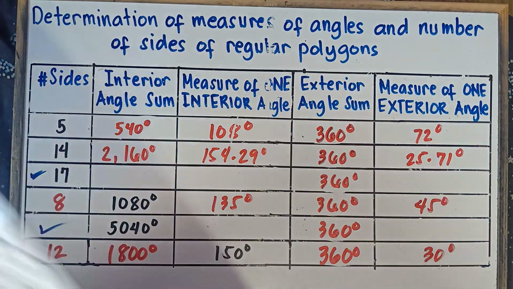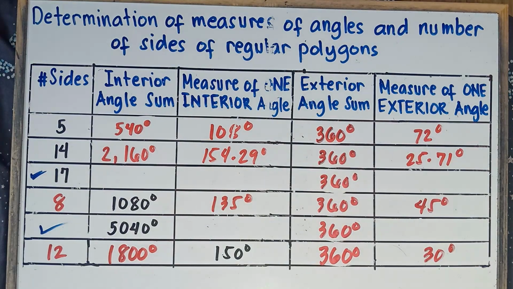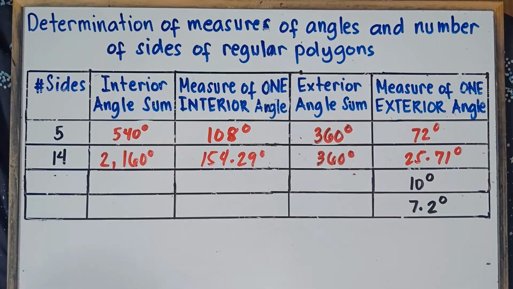That's it, class. All set. So let's have one last example, class. What if the given measure is one exterior angle, and then you're told to find this one? Let's proceed now to our last example, class. What if the given is the measure of one exterior angle?